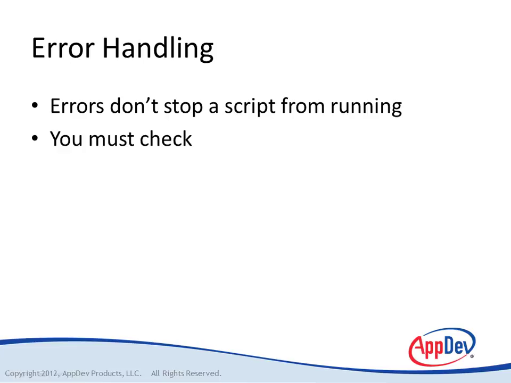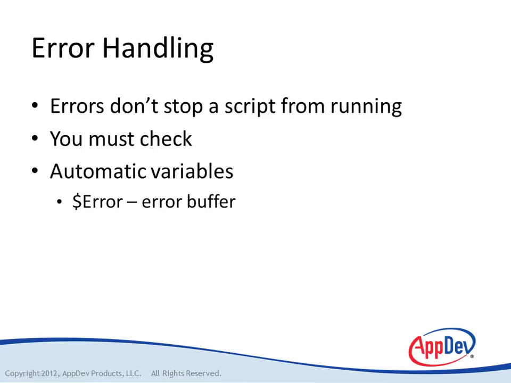And you can do this by using some of the automatic variables that PowerShell provides for you. The two main ones are $error, which is the error buffer. $error is an array that contains all of the errors that have happened in a session up to a limit. The default is 250, but you can change it by setting $MaximumErrorCount. The thing about $error is the most recent error is always going to be the 0th element in the array.